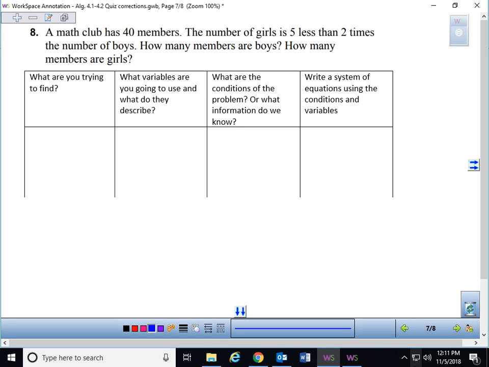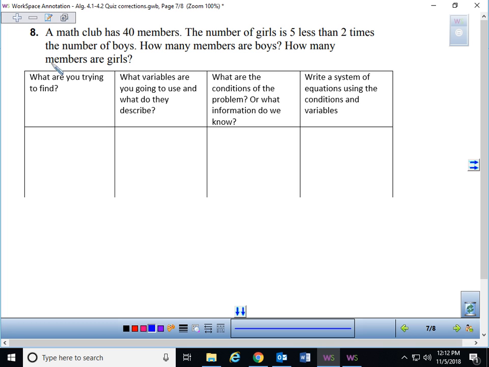So here are some questions that we ask to form our problem. First one says, what are you trying to find? Then, what variables are you going to use, and what do they describe? And what are the conditions of the problem? That just means, what information do we know? And then the last part is putting it together. Each sentence in the word problem is going to tell you different pieces of information that you need. So let's just start here.